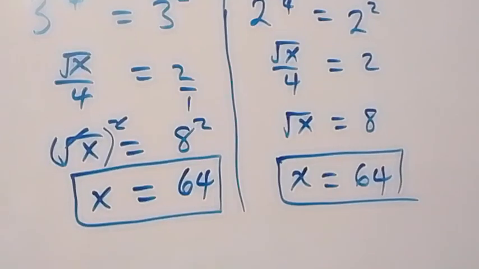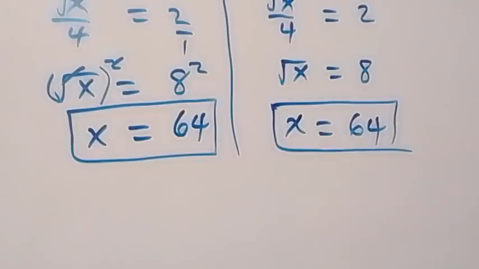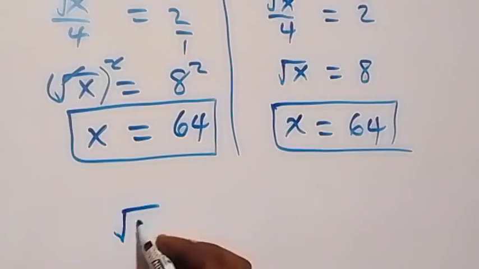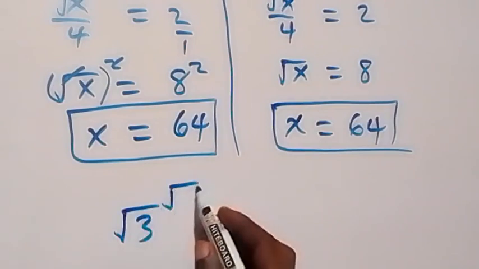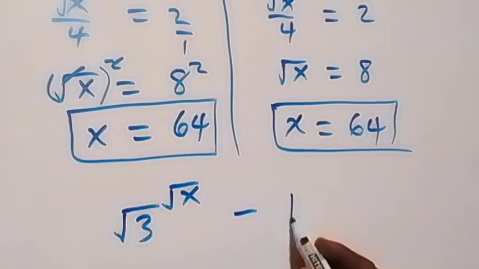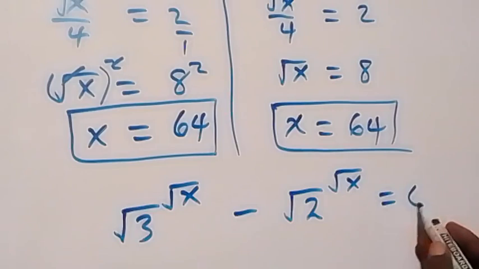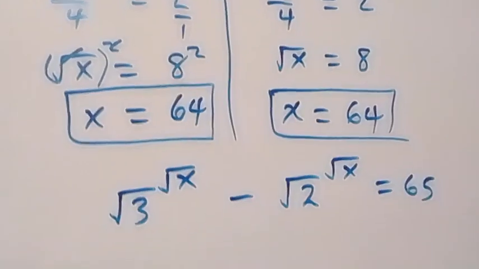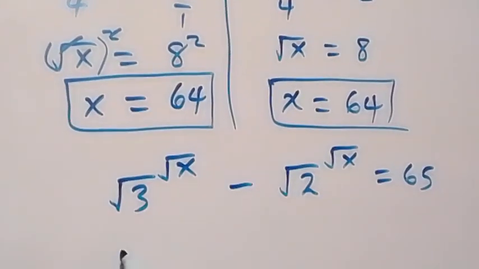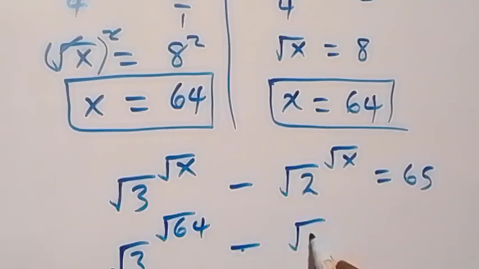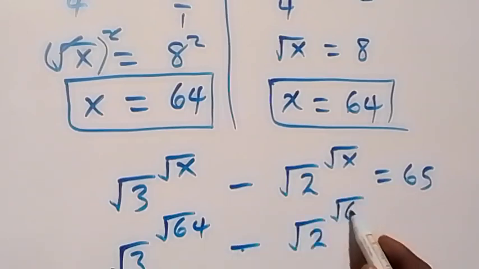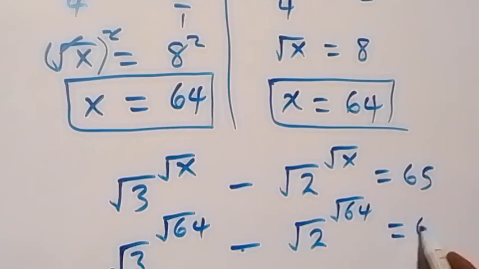Now, from what is given, when we check, we have root 3 raised to power root x, then minus root 2 raised to power root x equals to 65. Now that x is 64, let's put 64 for x. So we have root 3 raised to power root 64, then minus root 2 raised to power root 64. Is this equals to 65?